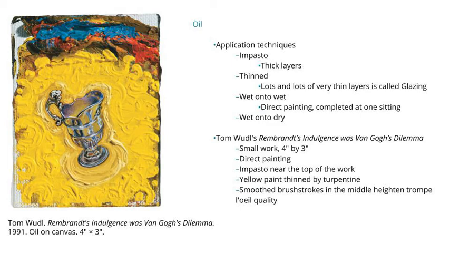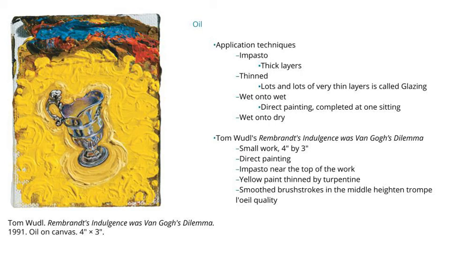And then there are two other ways of differentiating techniques for oil. So there's wet onto wet. This is also called direct painting because you can complete it in one sitting. You're not having to wait for layers to dry in between. But your colors can get pretty muddy if you're not careful because it's all blending together while you're doing it. And then there's also wet onto dry, which is where you have to wait a pretty long time for your layer to dry and then come back and put another layer of wet oil paint on top of that dry oil paint.